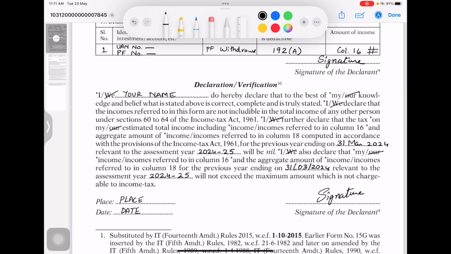You're done. Please note, you do not have to fill the form's second part. The reason being, it has to be filled by the EPFO officials. So this is how you fill your Form 15Gs.